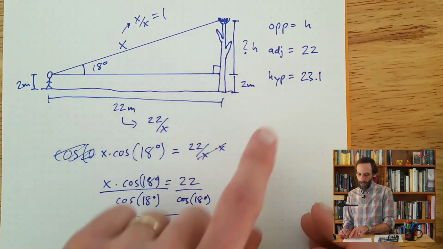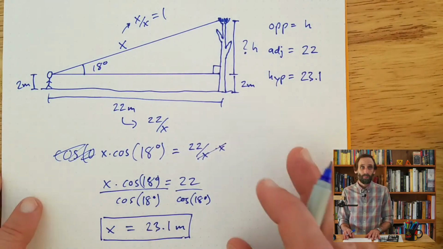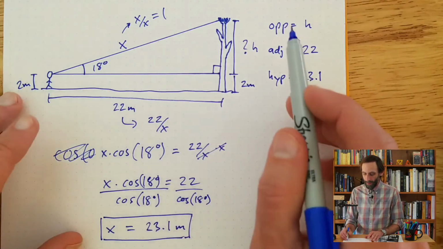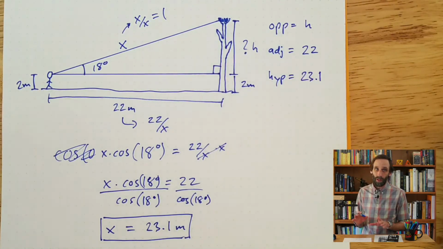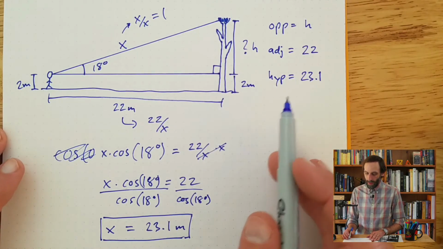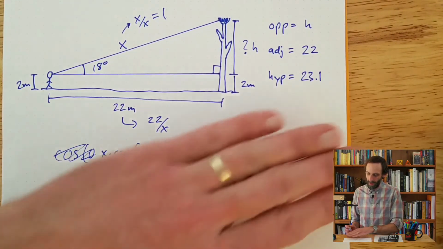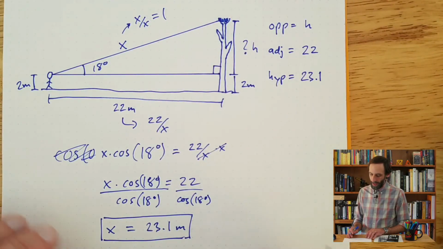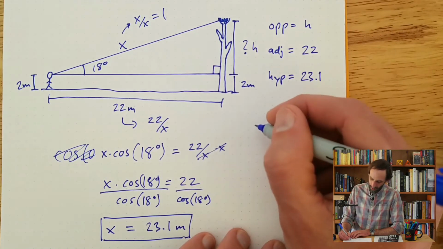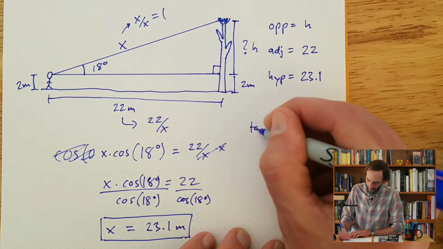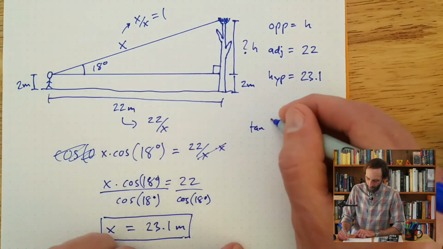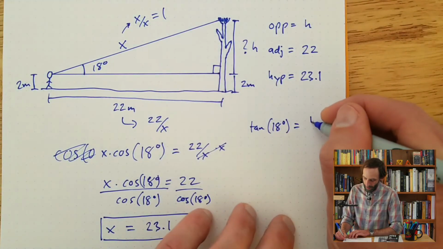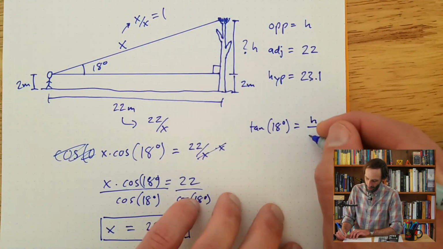So since I know both the adjacent and the hypotenuse, I could pick whichever ratio. Well, I can't actually pick any of them because it has to include opposite. So I could not pick cosine, but I could use either the sine or the tangent. But if I didn't know the hypotenuse and I knew the opposite and the adjacent only, I would have to go with the tangent. So let's go ahead and use that approach. So I would say here, okay, the tangent of the angle 18 degrees is equal to the opposite h over the adjacent 22.